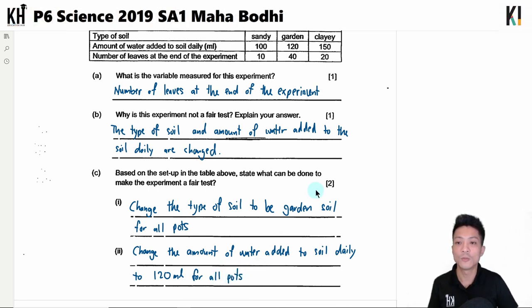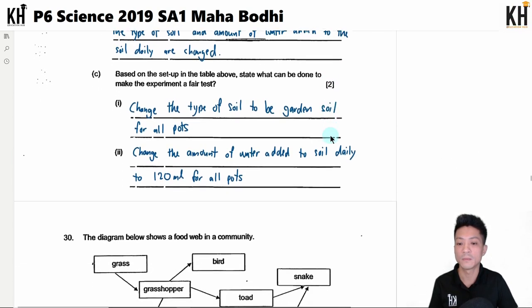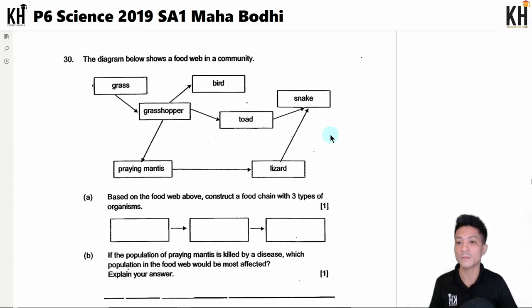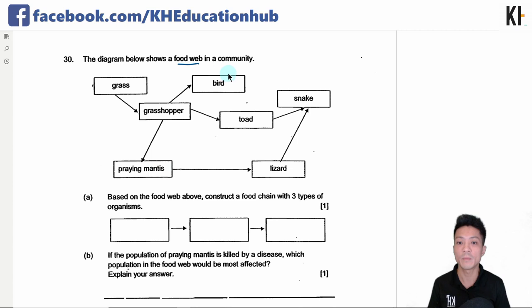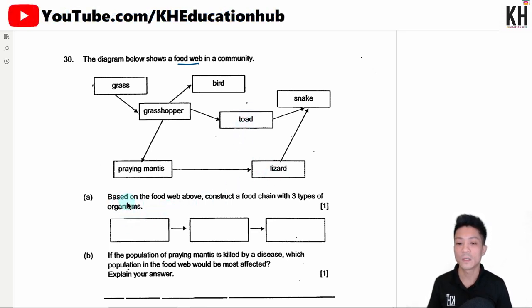Okay, same thing, I will choose the one in the middle, not too much, not too little, 120 ml. Question 30, the diagram below shows a food web in a community. So this is a food web, grass is eaten by the grasshopper, which is eaten by the praying mantis, the bird, and the toad. Then the praying mantis is eaten by the lizard, and the snake will eat the toad and lizard. Based on the food web above, construct a food chain with three types of organism.